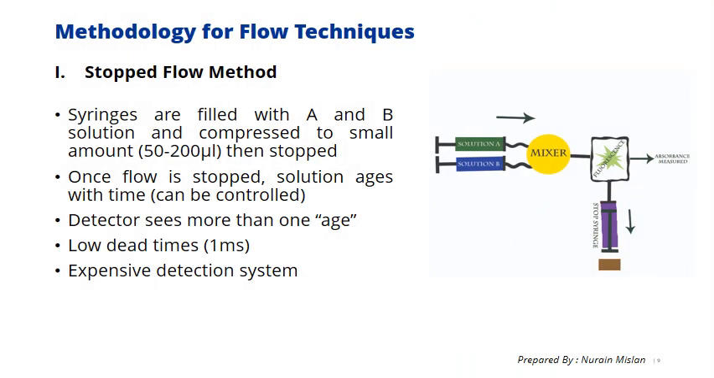In the stop flow method, syringes are filled with A and B solution and compressed to a small amount, approximately 50 to 100 microliters, then stopped. Once flow is stopped, solution age with time can be controlled. The detector sees more than one age, there are low dead times, and this method uses an expensive detection system.